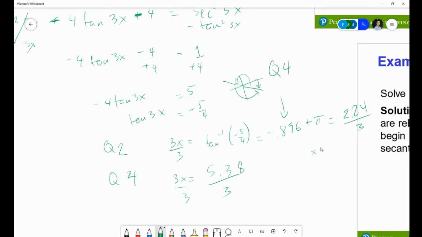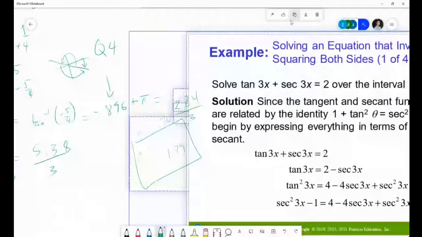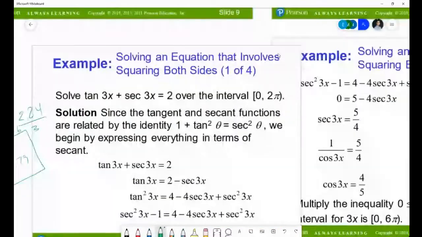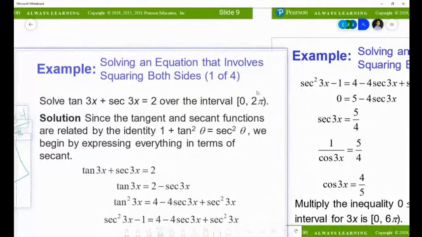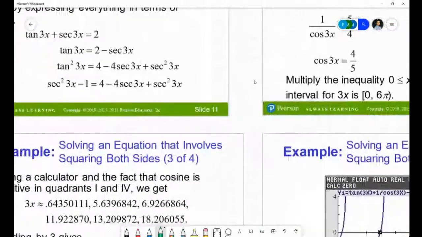So what we have at the end, x is equal to, what's 2.24 divided by 3? 0.746, and then this one over here, 1.79. And that's our 2 solutions inside 0 to 2 pi. All right, let's see if we did it right. All right, and we got that.